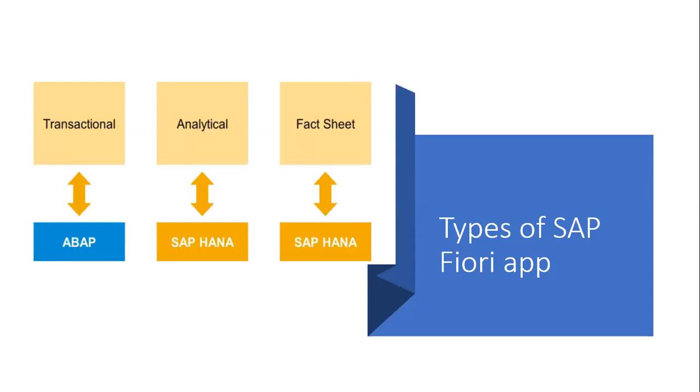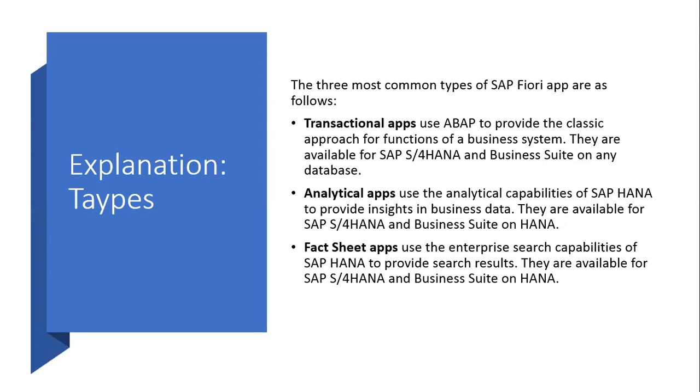So transactional is handled by the ABAP team, and analytical is handled by S4 HANA. So basically, we have talked about these three apps. The traditional apps use ABAP to provide a classic approach for functions of business systems. The ABAP is the programming side of SAP. Analytical apps use analytical capabilities of SAP S4 HANA to provide insights into business data. Fact sheets use enterprise search capabilities of S4 to provide search results.